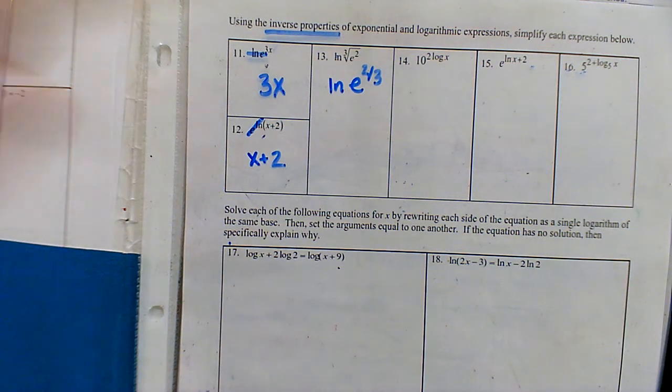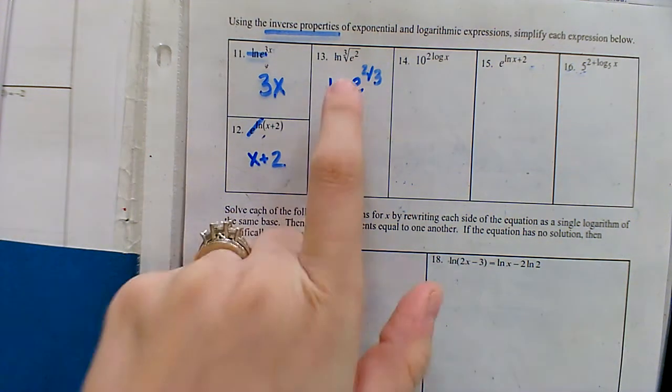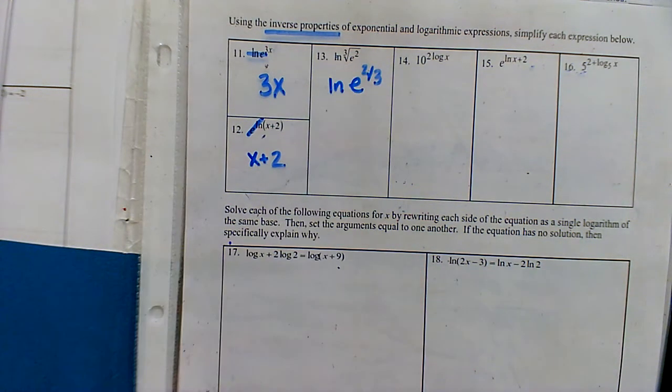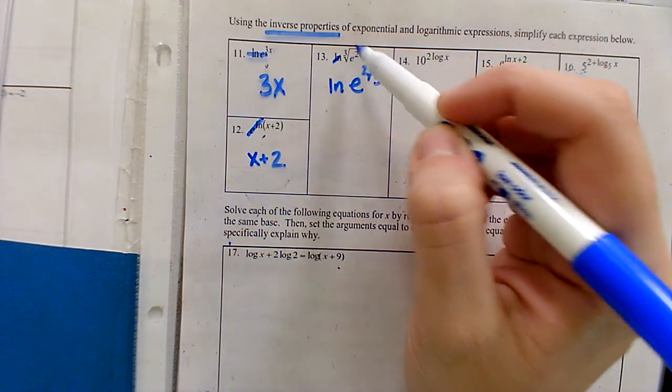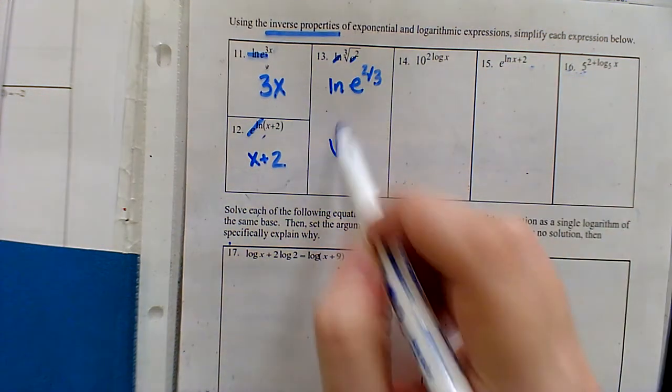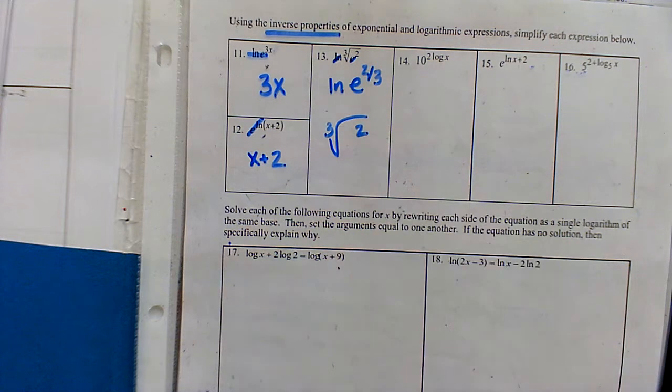Good. At first glance, a lot of students get in a happy mood of just slashing things out, making things go away, because these are the easier ones to notice. But you can't really do that for this one, at least with the way it looks. If you just slash out the natural log and the e, you're left with a cube root and a power of 2.